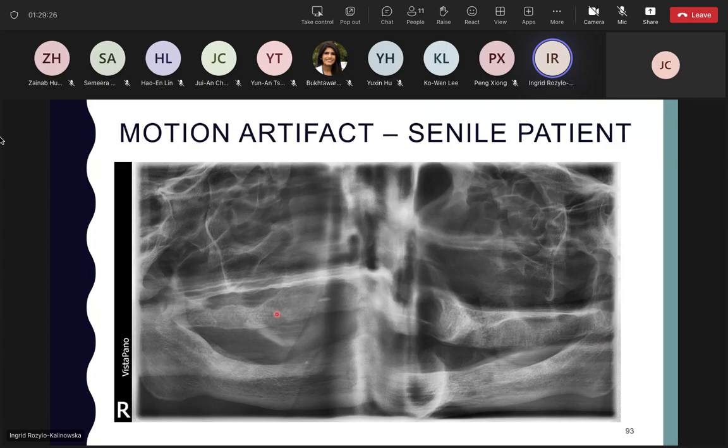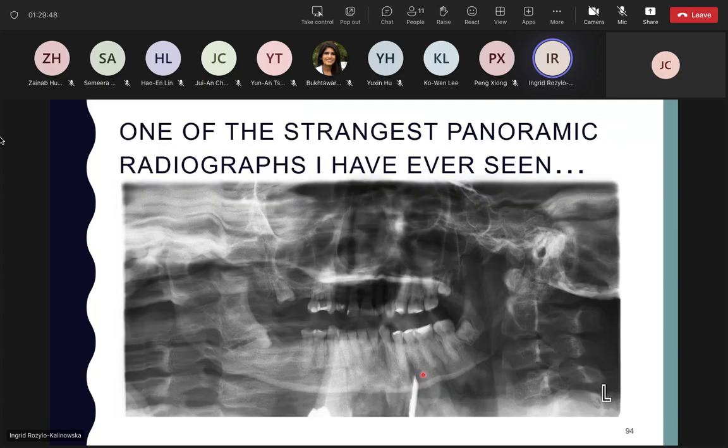So in this patient who during the best years of his life was a very important person in our city. But then when he came to us, he was a very, very fragile, elderly person requiring constant support from a caretaker. And this is one of the strangest radiographs I have ever seen.